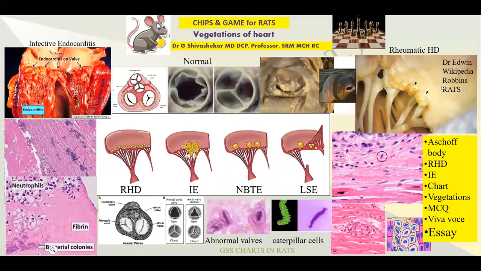So in this particular class, we have covered the Aschoff body, the rheumatic lesion, what are the vegetations in infective endocarditis, how this entire thing can be a chart, your short note on vegetations, what are all the various multiple choice questions that can be asked, and viva voce. And please be careful, both of these can come as essay questions, and you will have to go back to Robbins. Robbins is a wonderful source of reference.